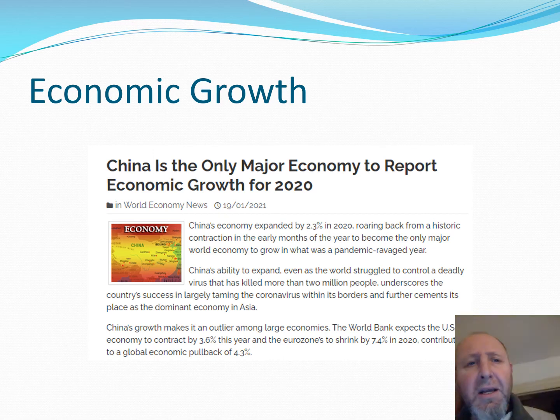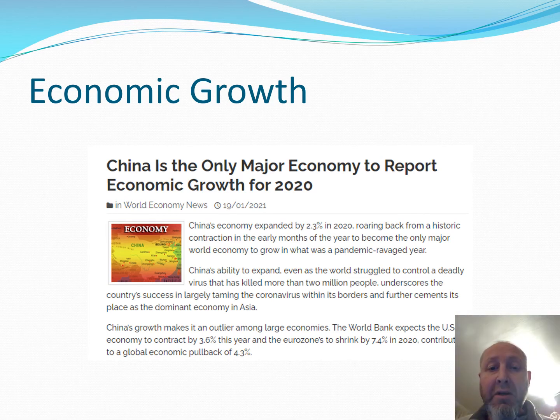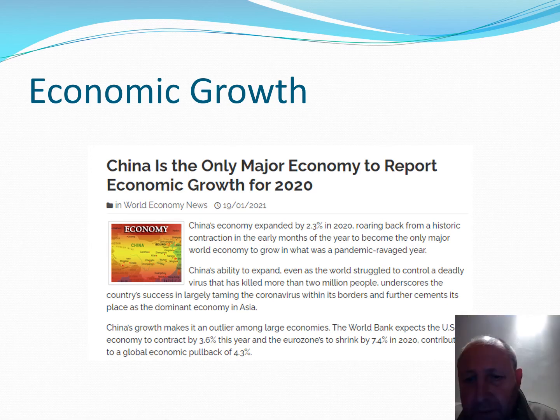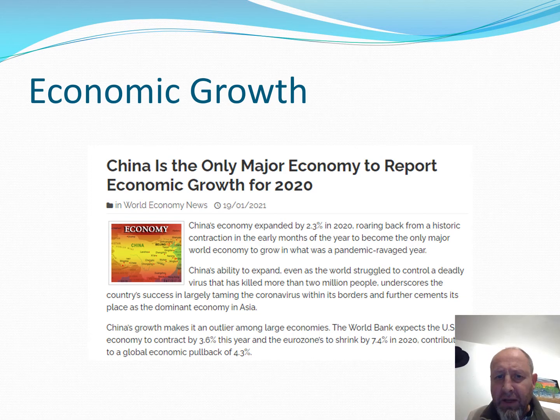But let's go back to slides. We're looking at economic growth. Did you know that China is the only major economy to report economic growth for 2020? China's economy expanded by 2.3% in 2020. China's growth makes it an outlier among large economies. And some people are speculating that China may overtake USA.